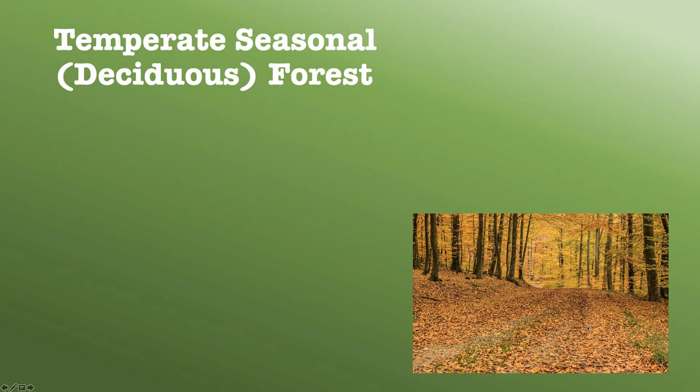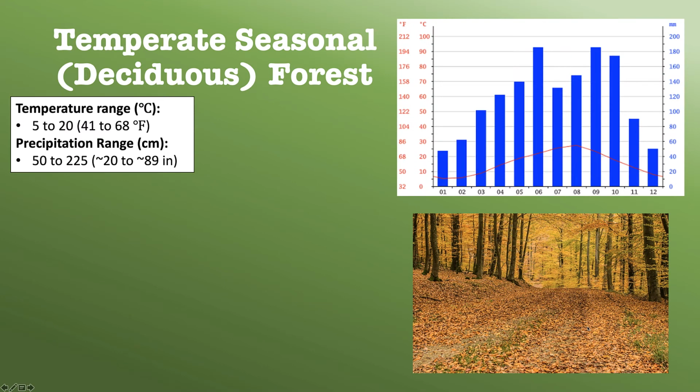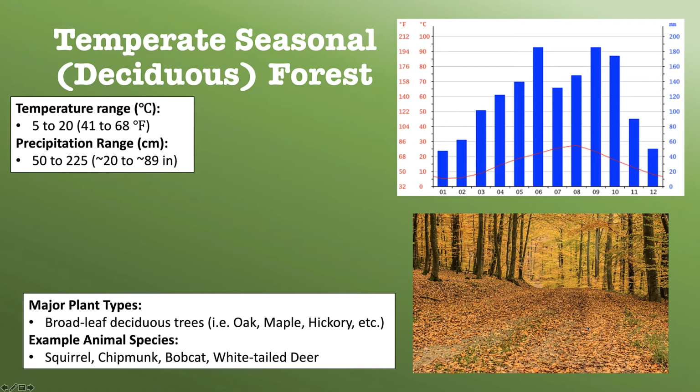Next, my home turf, the temperate seasonal or deciduous forest. Basically any kind of forest that goes through autumn. So we're looking at a temperature range between 5 and 20 degrees Celsius with 50 to 225 centimeters of rain. Broadleaf deciduous trees dominate this, and that would be the maples, the hickories, the oaks. Those are all deciduous trees, broadleaf.